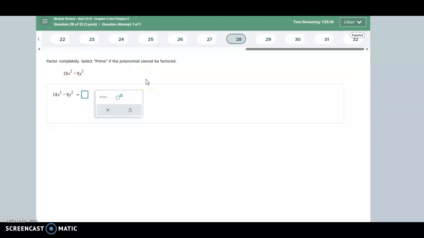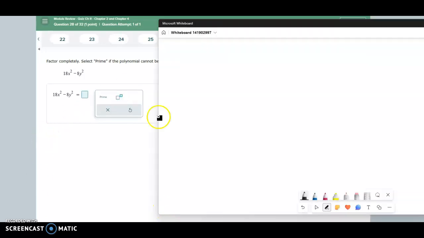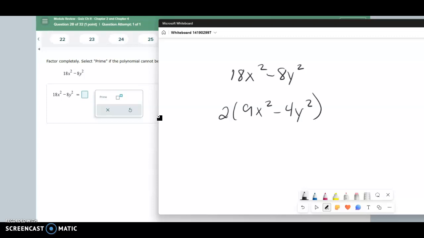Let's try one of these questions. I want to see if I can factor this. The first thing I'm going to do is write it on paper or whiteboard. I'm going to look: do I have a greatest common factor? I do. Both of these numbers have a factor of 2 that I can pull out. When I do that, I can say that both of these are perfect squares.